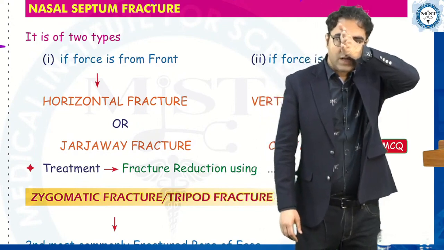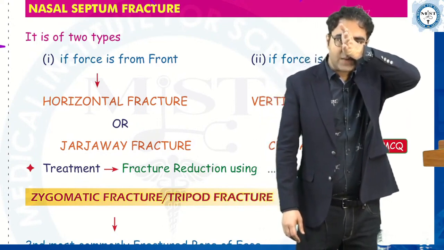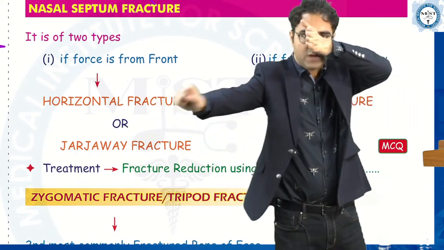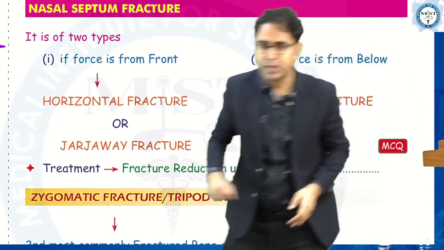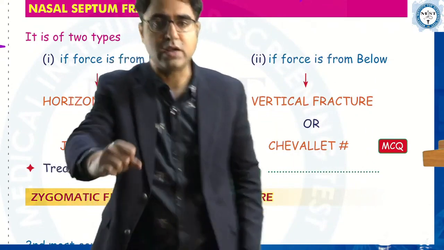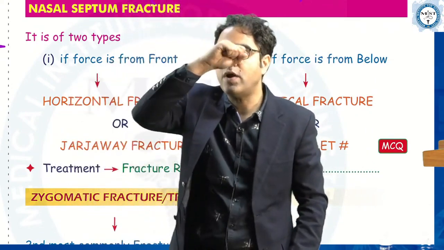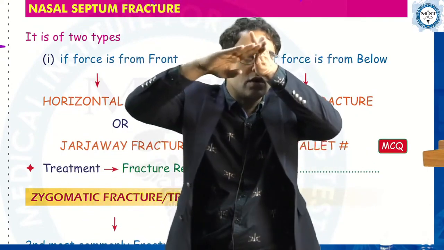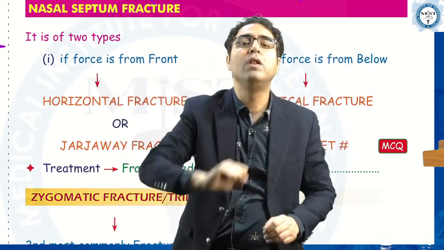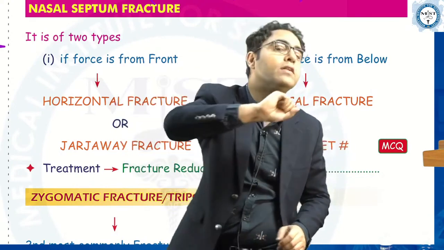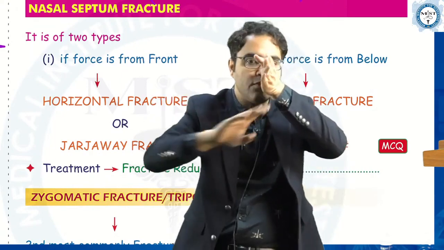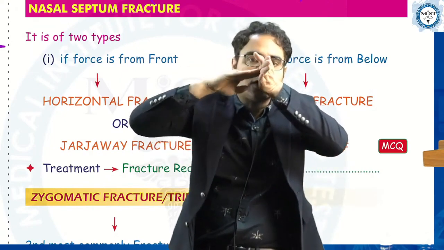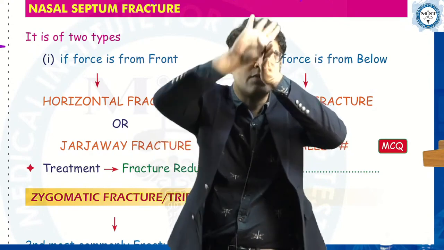Now, the fracture can be of two types. Look at me, beta. If the force is from the front, like this, it will cause a horizontal fracture. But if the force is from below, like this, it will be a vertical fracture. From front, horizontal fracture of septum. From below, vertical fracture of septum.